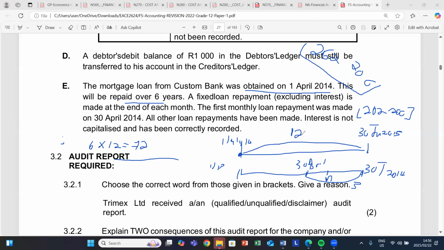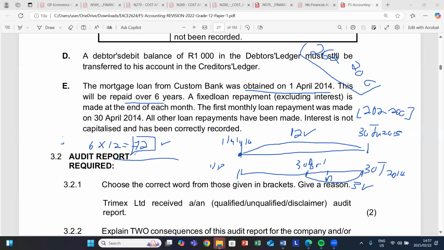What is a short-term loan? A short-term loan basically is a loan that will be repaid within the next 12 months. So for this year, we made 12 payments, and in the previous year, we made 3 payments. So I'm going to calculate my short-term loan. How am I going to do that? I know that in my 6-year period, I have to do how many repayments? 72, right? In my 6 years, I have to do 72 payments.